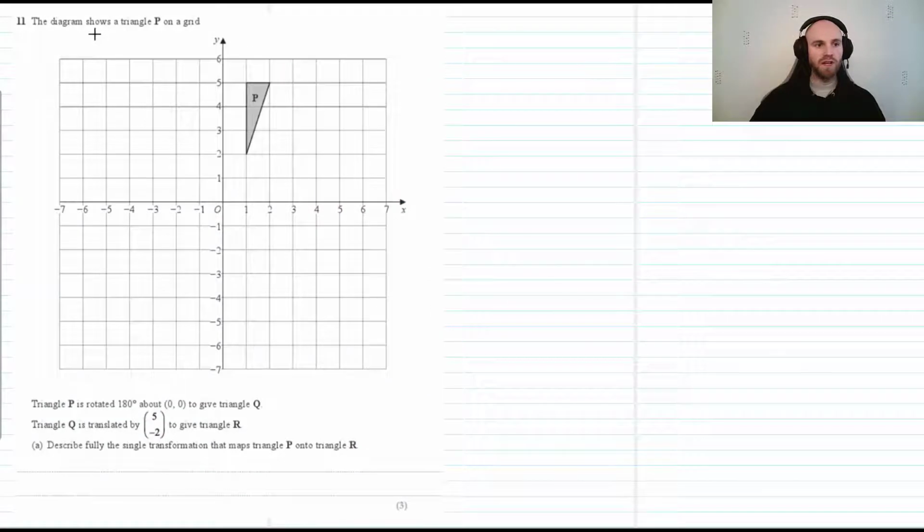Question 11, the diagram shows a triangle P on a grid, which we have here. Triangle P is rotated 180 degrees about 0, 0, which is just here, the center point, to give triangle Q. Triangle Q is translated by a vector of 5 minus 2 to give triangle R. Part A, describe fully the single transformation that maps triangle P onto triangle R.